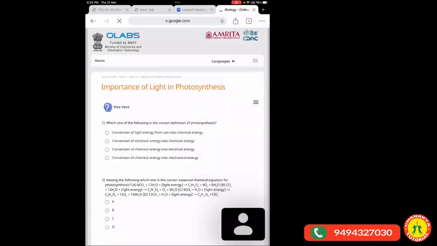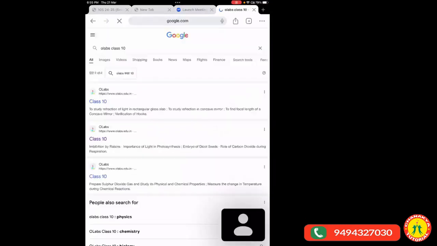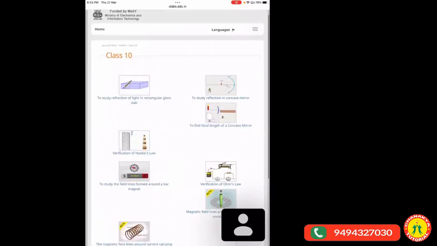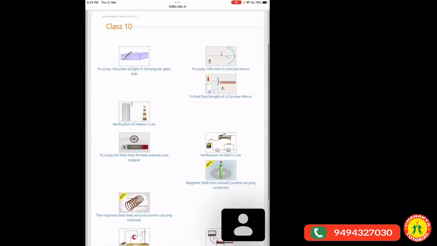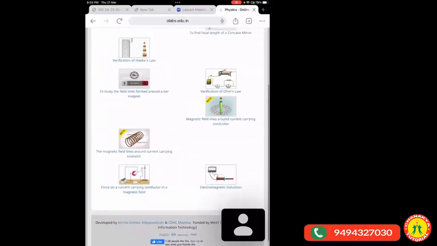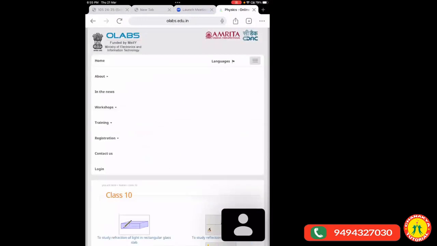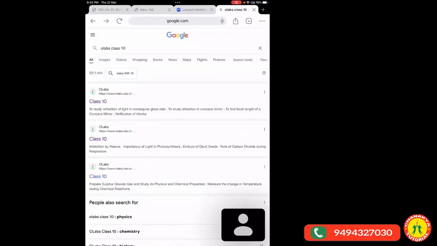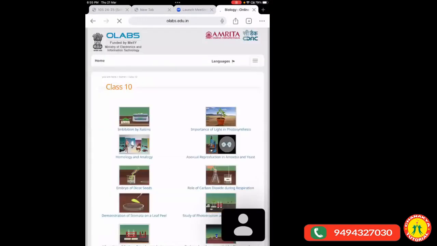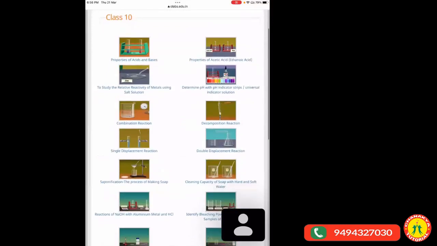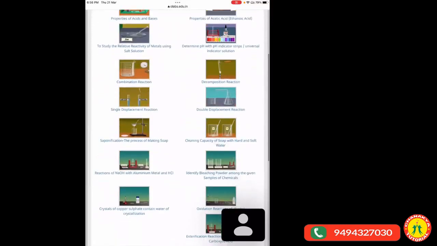So this is actually a very important website which was released by CBSE, and not only for biology, for chemistry also, for physics also. So this is the main screen of it. For grade class 10, you will be able to see physics experiments here. And there is more for chemistry as well as for biology.